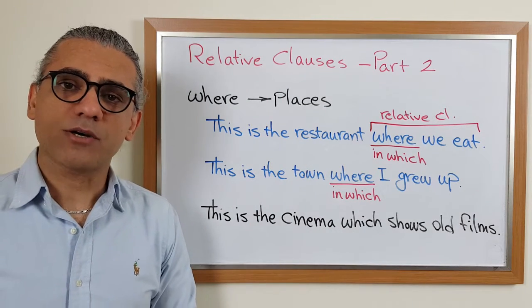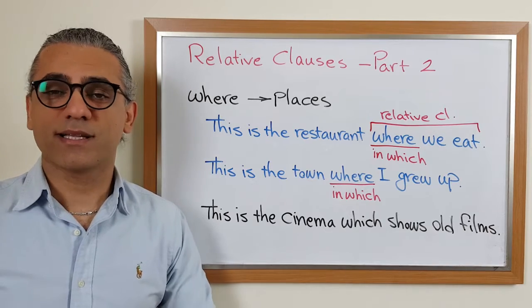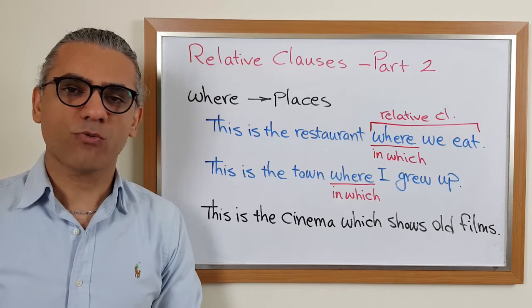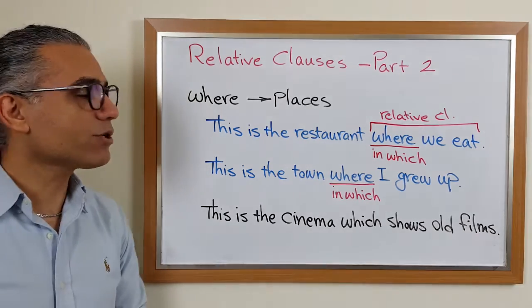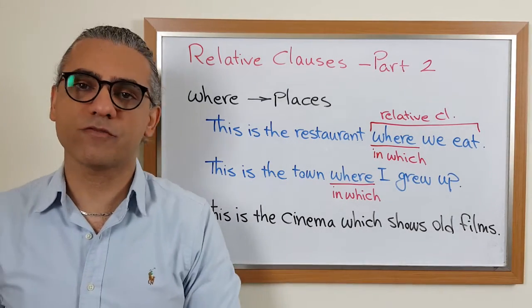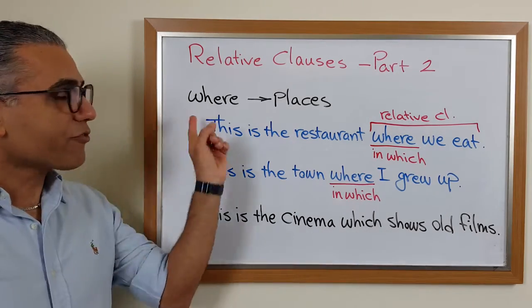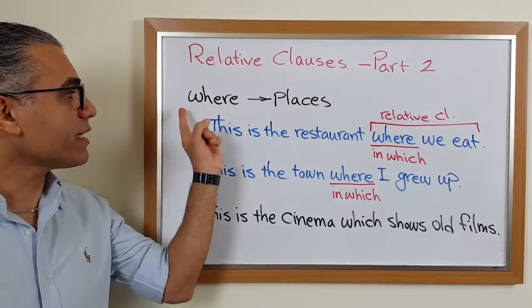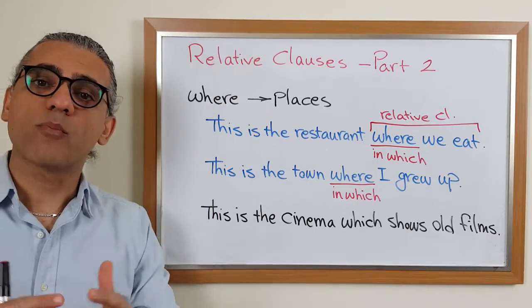In our last video we talked about relative clauses. Now today we are going to continue with the same lesson and we are going to talk about a few more relative pronouns. So the first pronoun we are talking about is where. We use where for places.